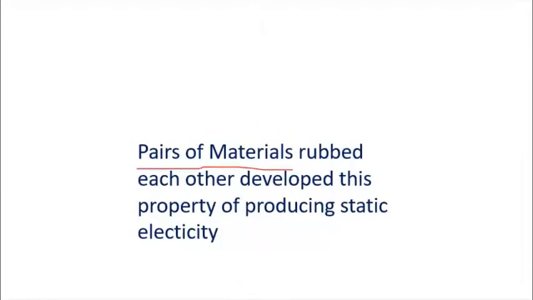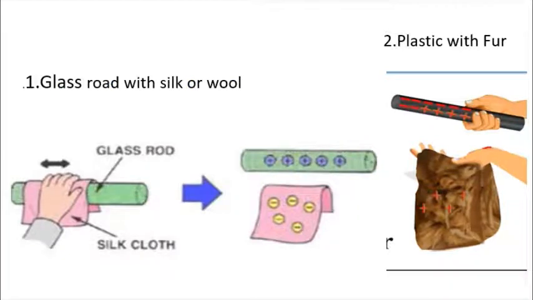How can we produce static electricity on objects? We can produce static electricity by rubbing pairs of materials against each other, and they develop this property of static electricity. As an example, a glass rod rubbed with silk or wool: the glass rod will develop positive charge and the silk or wool will develop negative charge.